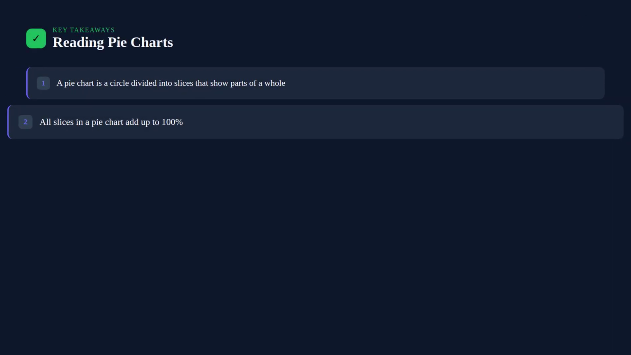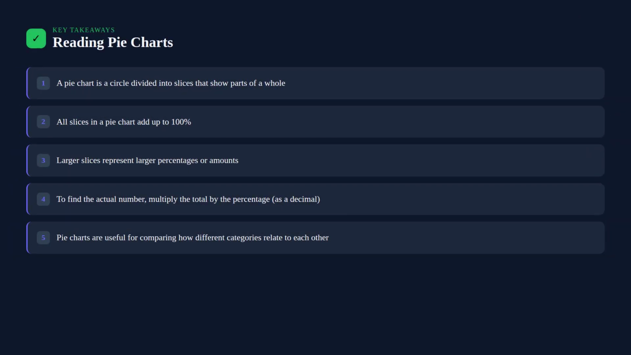Let's review the key points. First, a pie chart is a circle divided into slices that show parts of a whole. Second, all slices in a pie chart add up to 100%. Third, larger slices represent larger percentages or amounts. Point 4. To find the actual number, multiply the total by the percentage, as a decimal. Point 5. Pie charts are useful for comparing how different categories relate to each other.